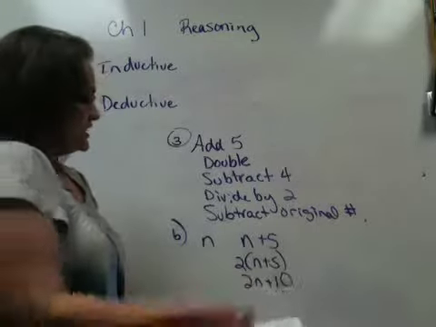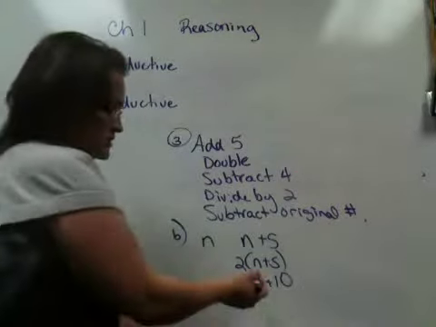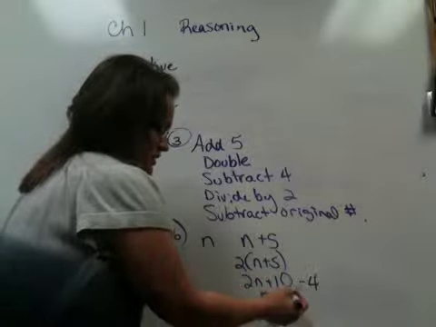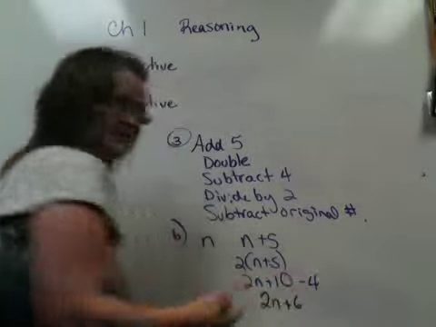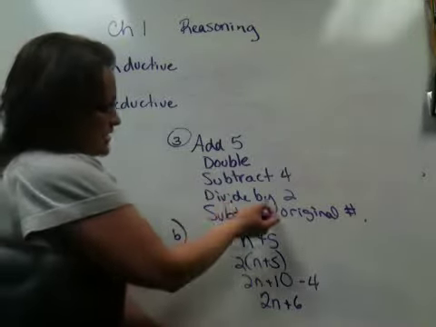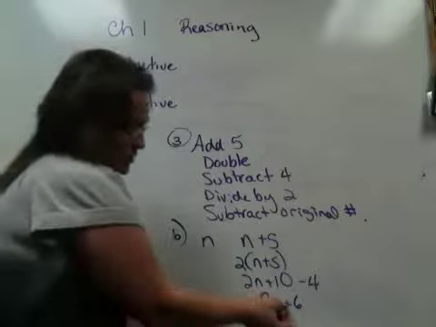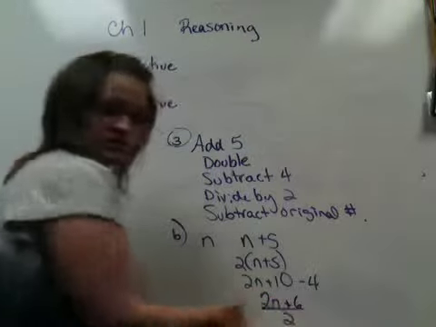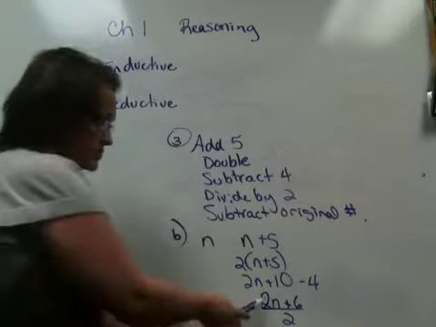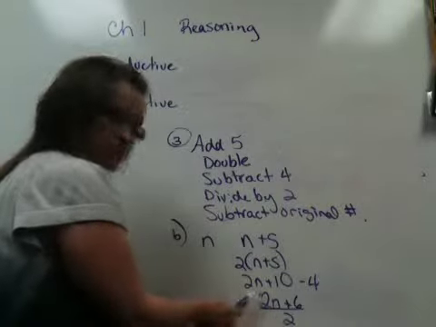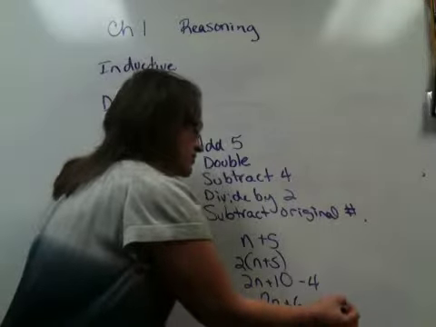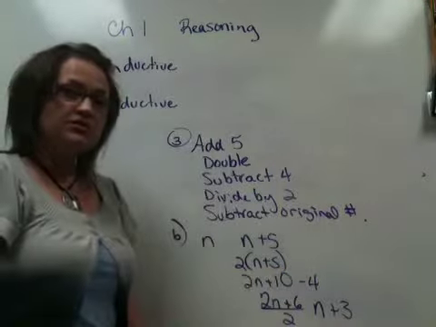And then the third step, subtract 4 from that. 2n plus 10 minus 4 would reduce to 2n, 10 minus 4 would reduce to 6. 2n plus 6. Divide that by 2. 2n plus 6 divided by 2. Now remember, both of these parts are divided by 2, so the 2n over 2, the 2's will cancel and you'll just have an n, and the 6 divided by 2 will be 3. So we get n plus 3.